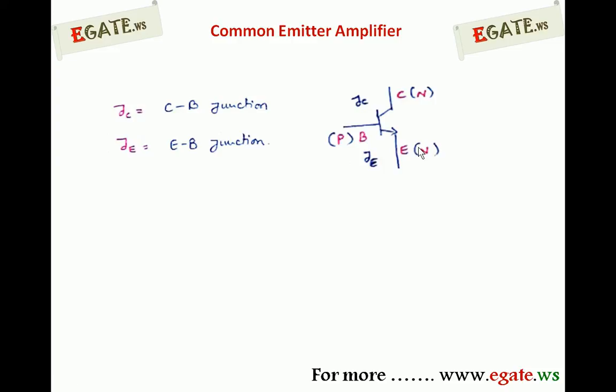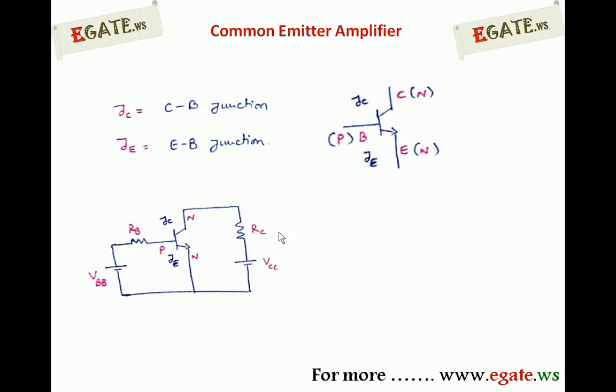Both are N type. So this is a simple transistor symbol of NPN, and if it has to work as an amplifier, it must be in the active region. So we must keep the emitter base junction forward biased and the collector base junction reverse biased. For that, we require some DC voltage along with resistances. So this is a circuit diagram which provides DC bias. That is, the transistor is kept in the active region with the help of resistors and voltage sources.